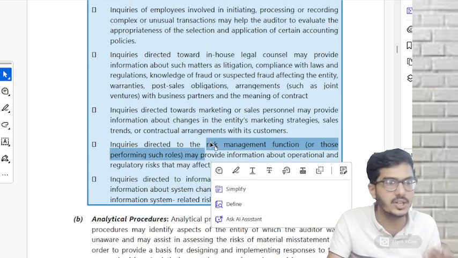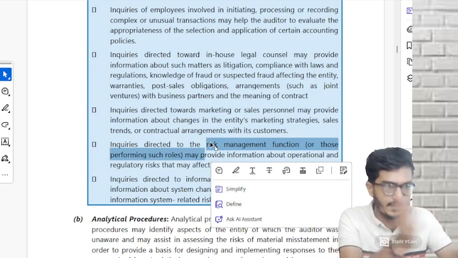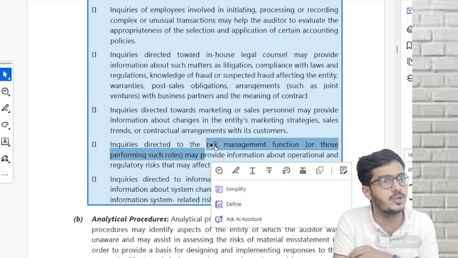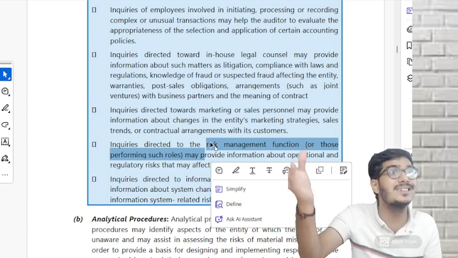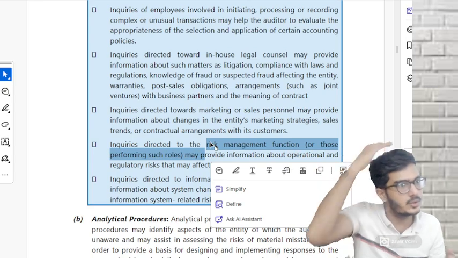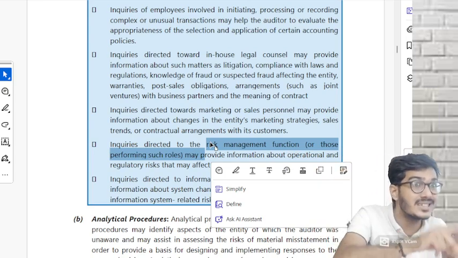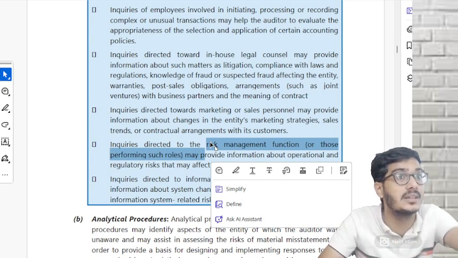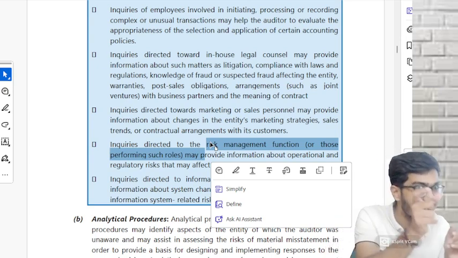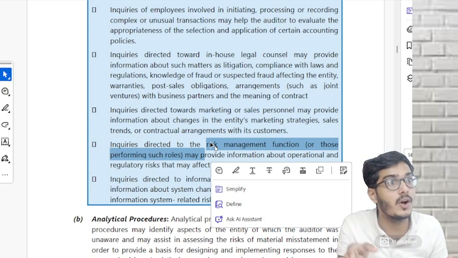Function means department, the risk management department. What is the risk management department's job? To identify the various business risks which are there in the company. So can you ask them also? Because business risk will ultimately lead to risk of material misstatement. Remember this line: business risk will lead to risk of material misstatement.